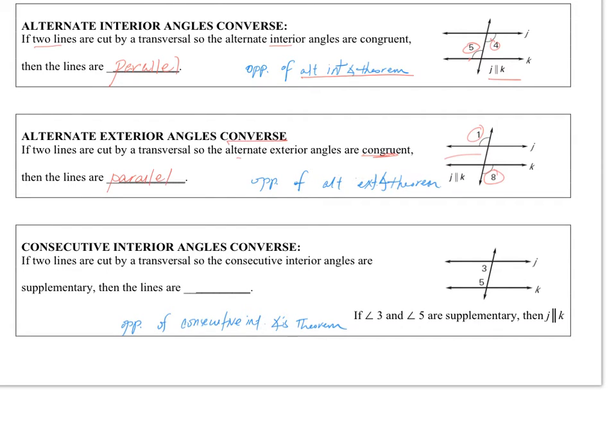And the same logic holds for the consecutive interior angles converse. If the two lines are cut by a transversal, so the consecutive interior angles are supplementary, then the lines are parallel. Please pause the video and take a moment to compare your notes from this lesson to the last lesson and compare the theorems. Look at how the statements are reversed.